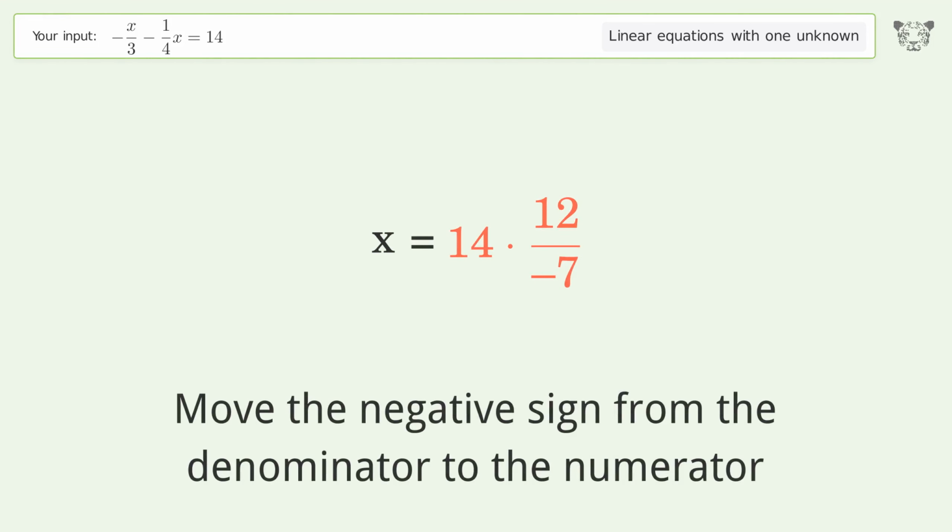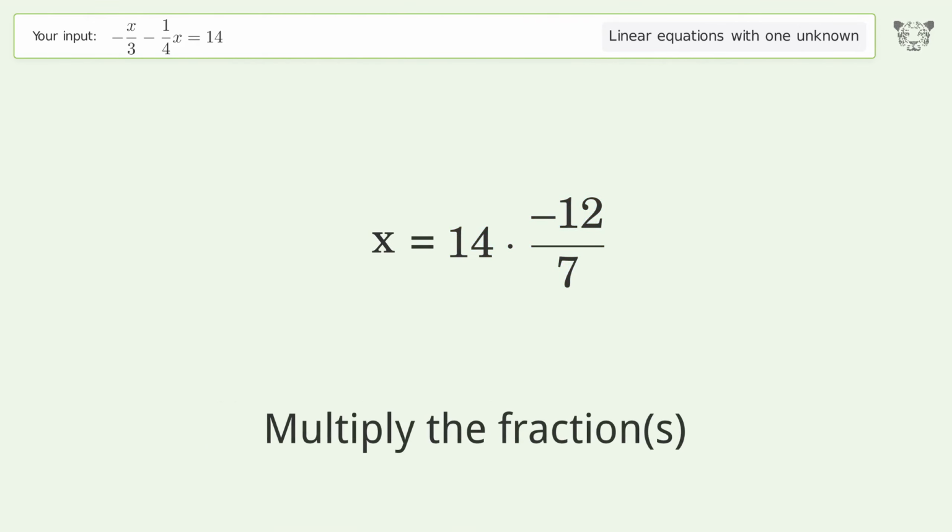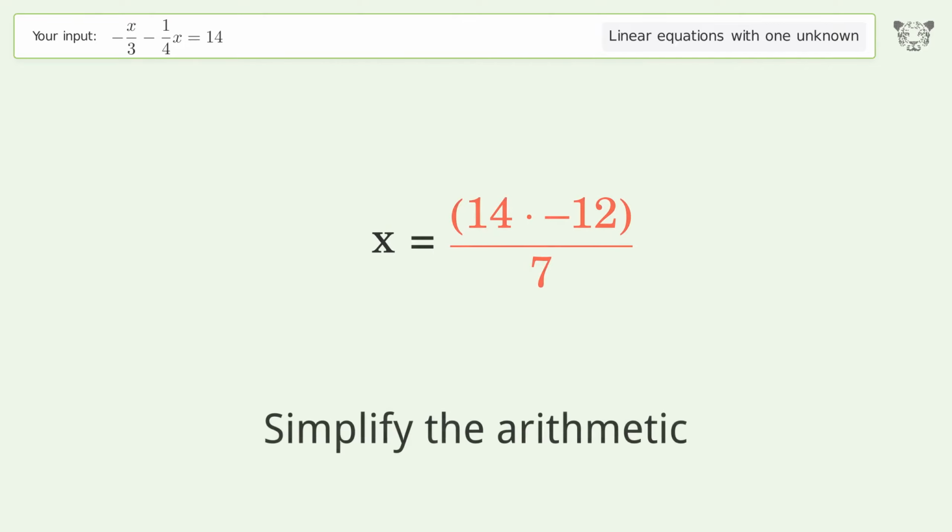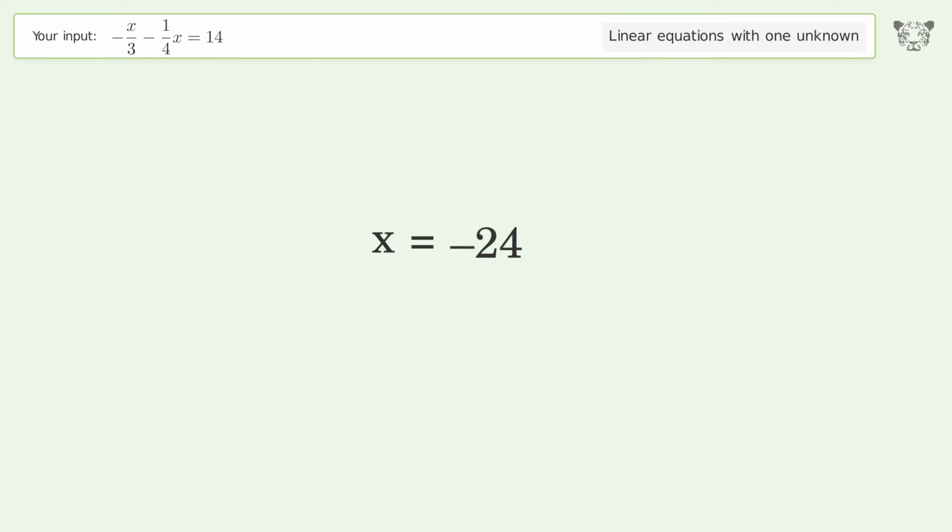Move the negative sign from the denominator to the numerator. Multiply the fractions. Simplify the arithmetic. And so the final result is x equals -24.